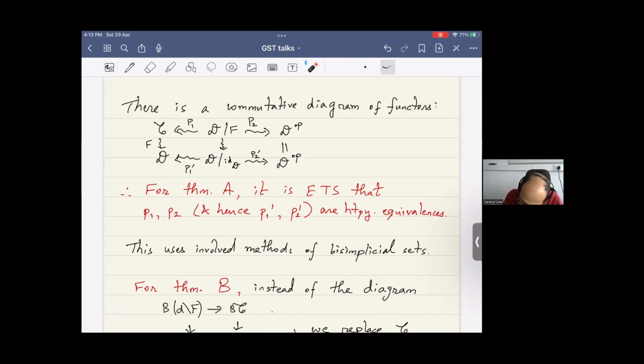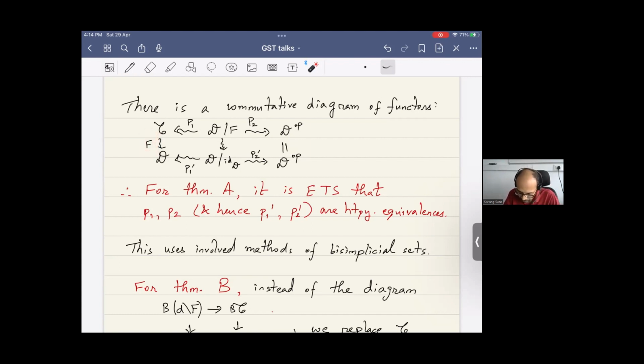So the main punchline of the proof is that, under some conditions, I want to check that this is a homotopy equivalence. That's what theorem A says. Theorem A told us that under certain conditions on the comma categories, namely that they were contractible, this is a homotopy equivalence.